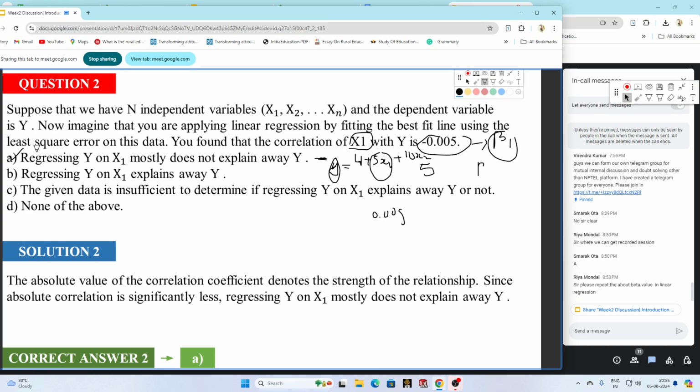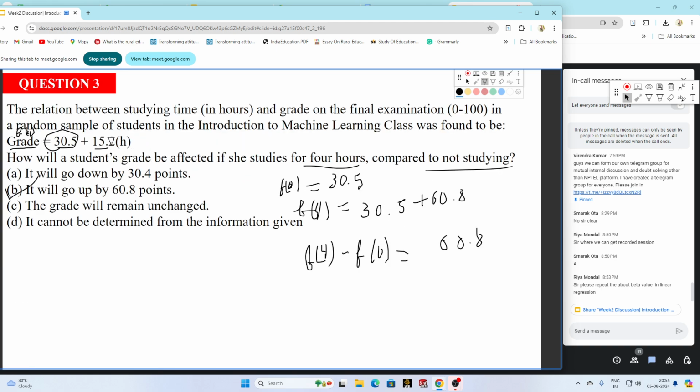Now moving on to the next question: the relation between studying time in hours and grade on the final examination, 0 to 100, in a random sample of students in the introduction to machine learning class was found to be this. This is your machine learning model, that is f(x) equals beta naught plus beta 1 x1. What is x1? x1 is the studying time in hours. What is f(x)? f(x) is your grade.